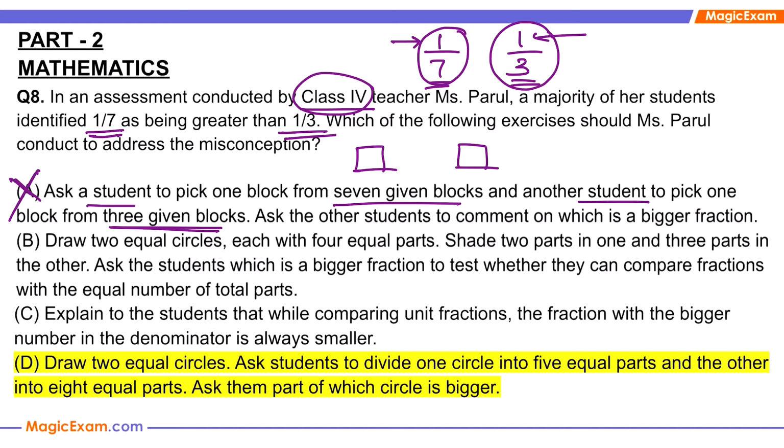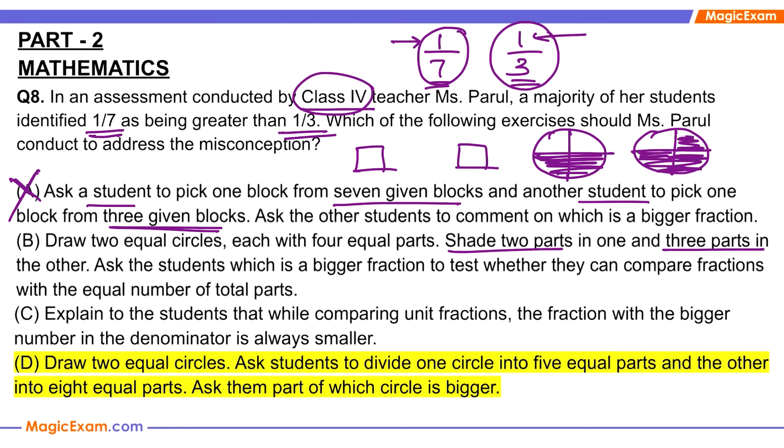The second exercise is, draw 2 equal circles, each with 4 equal parts, and shade 2 parts in one and 3 parts in the other. Ask the students which is the bigger fraction to test whether they are able to compare fractions with equal number of total parts. Now this exercise will also not work. For example, if we draw 2 similar circles, and the first one is divided into 4 parts and the second one also is divided into 4 parts, and shade 2 parts in the first one. So we shade 2 parts, and 3 parts in the second one. So we shade 3 parts.